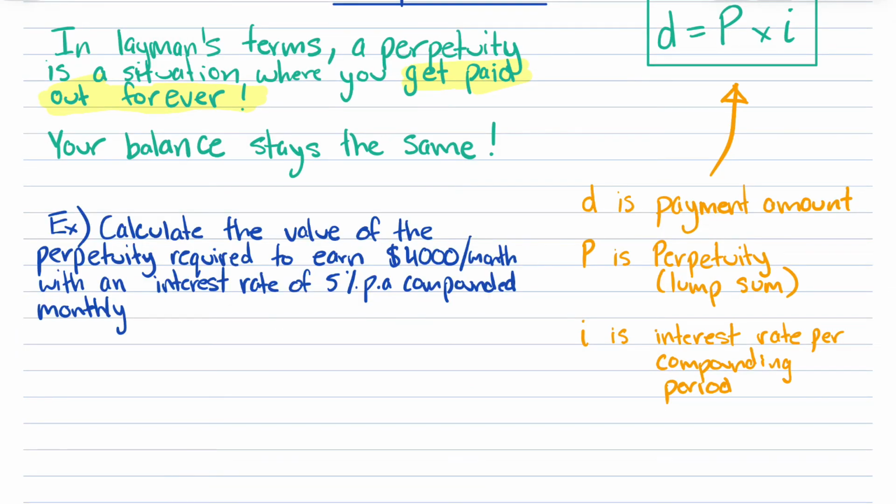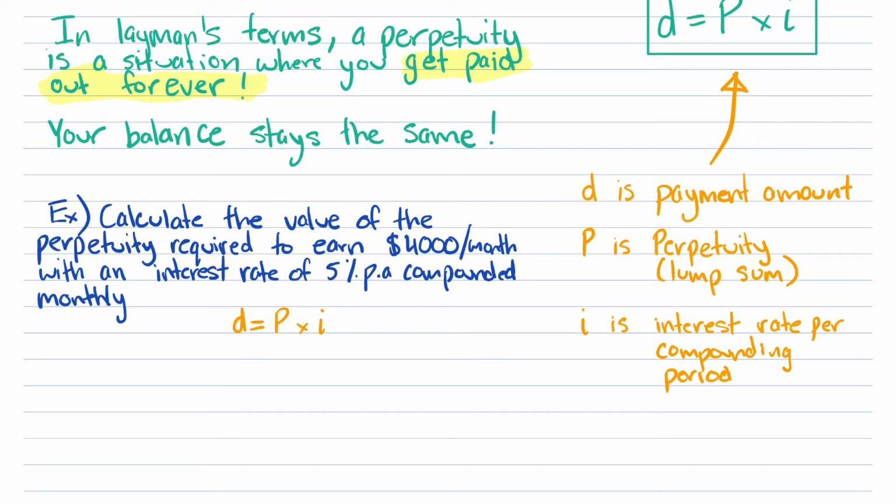So it says calculate the value of the perpetuity required to earn $4,000 a month with an interest rate of 5% compounded monthly. So what we're about to find out is how much money someone would actually need in order to get paid out $4,000 a month, which would be pretty cool. You'd be getting $1,000 a week on average for not doing any work. That would be awesome.